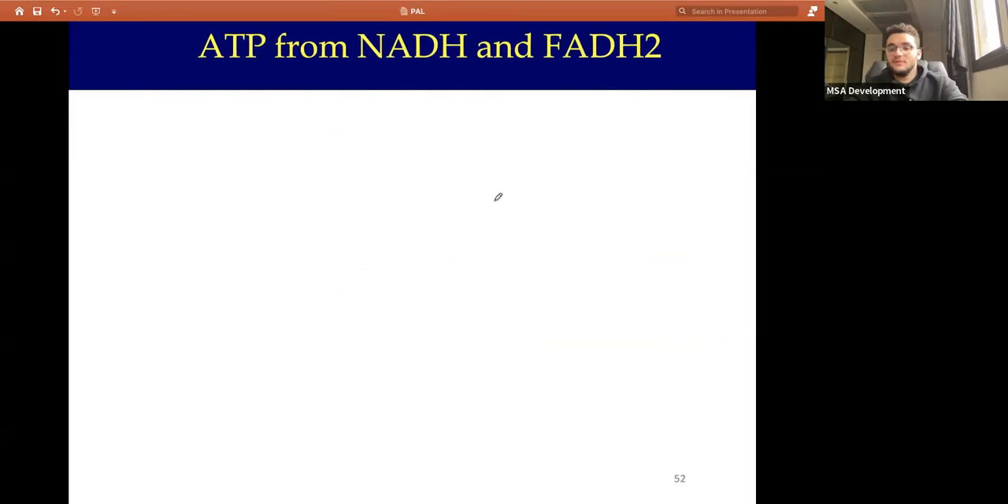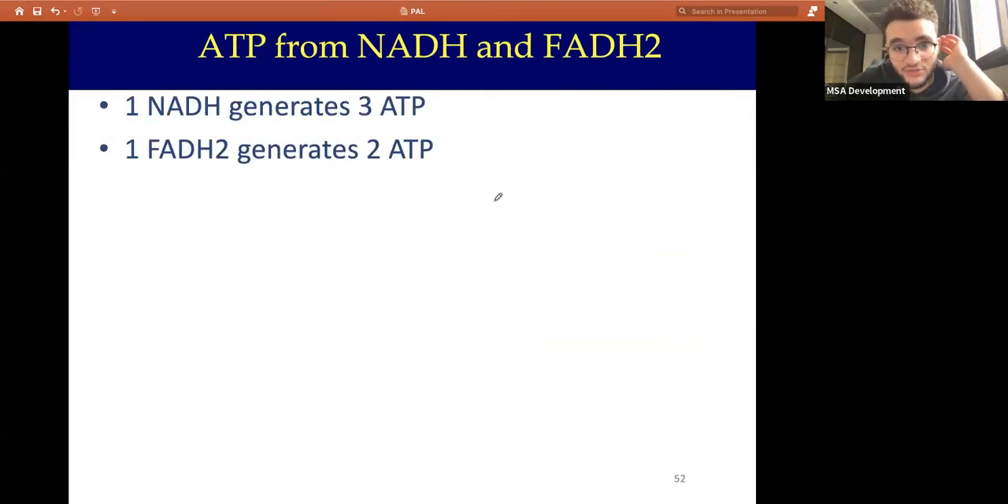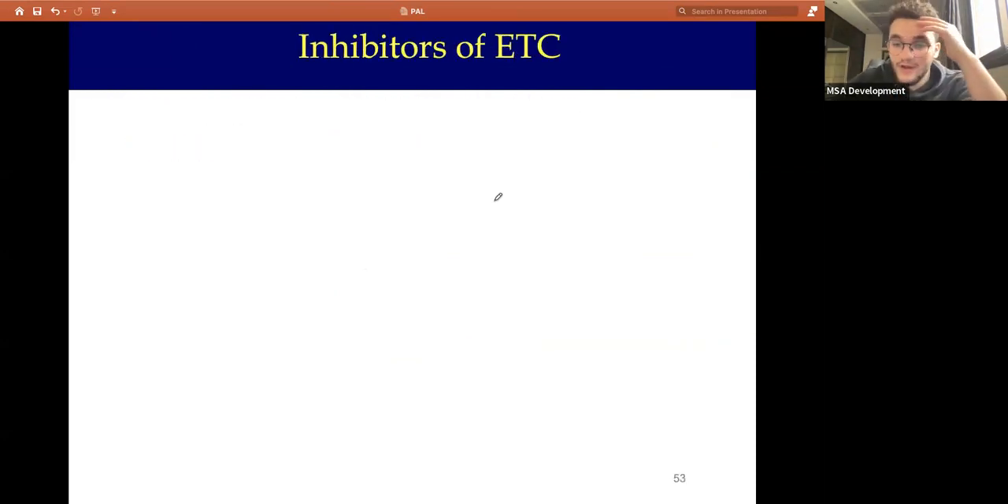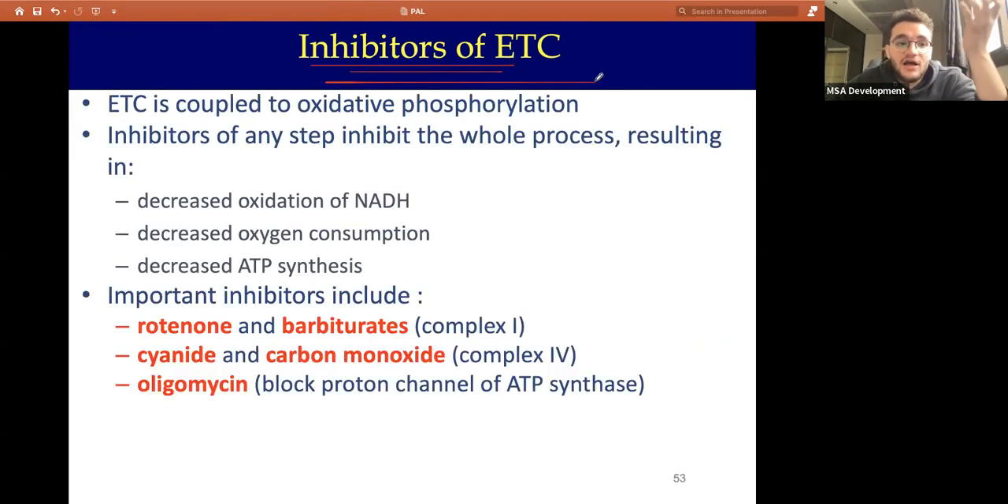Okay, so now we'll be talking about something which is extremely important as well, which are the inhibitors. And why is that important? I'm not just saying it's important because I think it's important. It's important because it's tested. It's tested a lot of times. So obviously, electron transport chain, oxidative phosphorylation. Oxidative phosphorylation is only the part where ATP synthase is involved, and ETC is where the electron is being transported through the complexes.